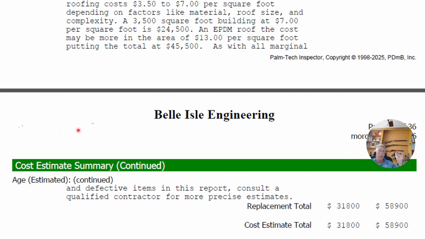More on the cost estimate, continued. Is there anything new here? I think we covered everything so far. Yeah, replacement on the roof, 31.8 to 58.9.